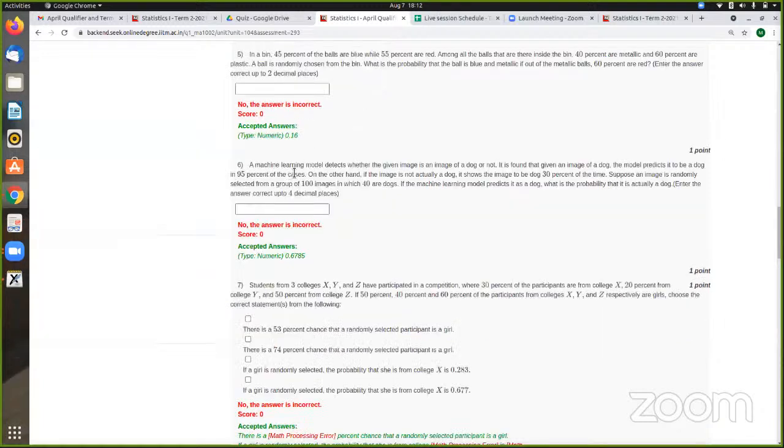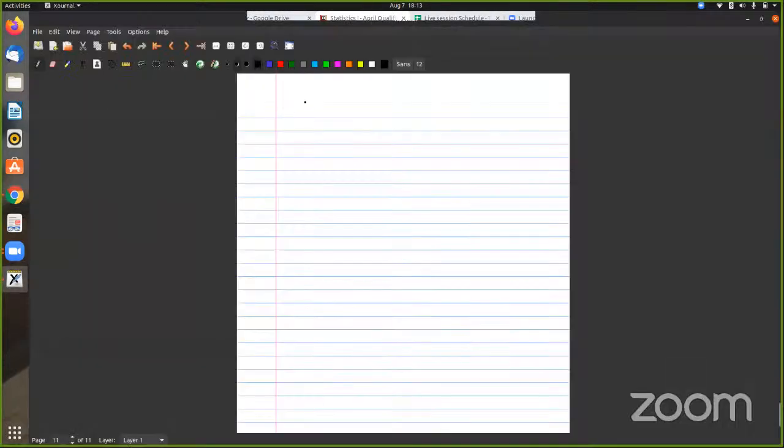A machine learning model detects whether the given image is an image of a dog or not. It's found that given an image of a dog, the model predicts it to be a dog in 90% of the cases. So given dog, and it is predicting it correctly. So what is the probability of, let's say C is correct and given dog, right? It's 0.95, right?